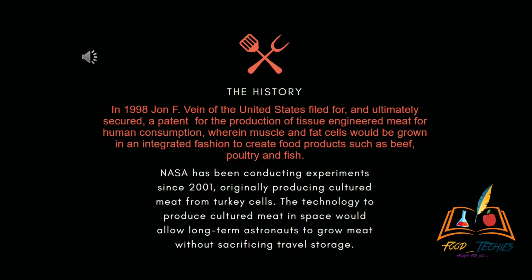In 1998, Jon F. Vein of the United States filed for and ultimately secured a patent for the production of tissue-engineered meat for human consumption, wherein muscle and fat cells would be grown in an integrated fashion to create food products such as beef, poultry, and fish. NASA has been conducting experiments since 2001, originally producing cultured meat from turkey cells. The technology to produce cultured meat in space would allow long-term astronauts to grow meat without sacrificing travel storage.